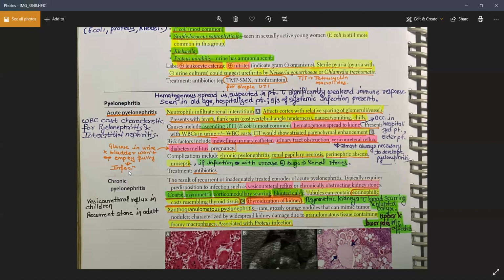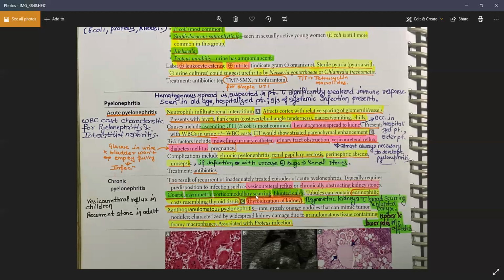Second you have chronic pyelonephritis, and because it is a chronic inflammation, you will have lymphocytes, both B type as well as T type. Plasma cells will also be seen in chronic pyelonephritis, which is not seen in the acute type. Having plasma cells always signifies a chronic inflammation. It happens because of inadequately treated acute pyelonephritis or recurrent episodes of acute pyelonephritis. The patient must have a history of vesicoureteral reflex or a chronic obstruction in the kidney.